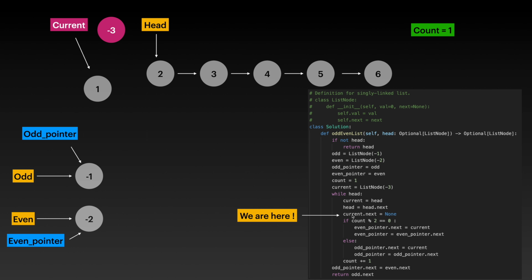And then now we are at current dot next equals None. Here, if you look, we had an arrow from here to here. Now we just sever that linked list, sever the link.